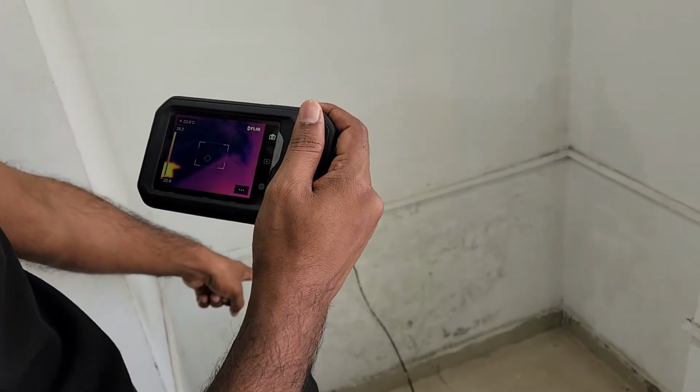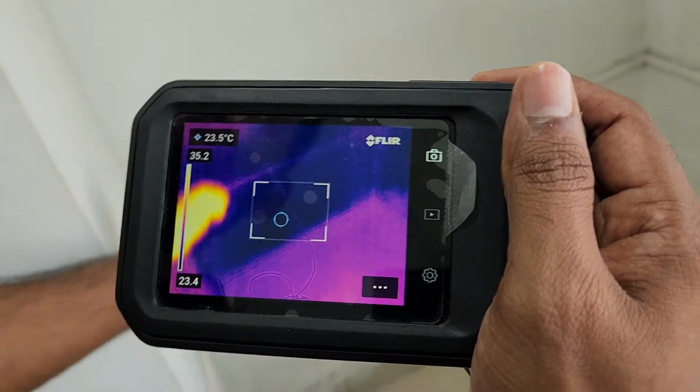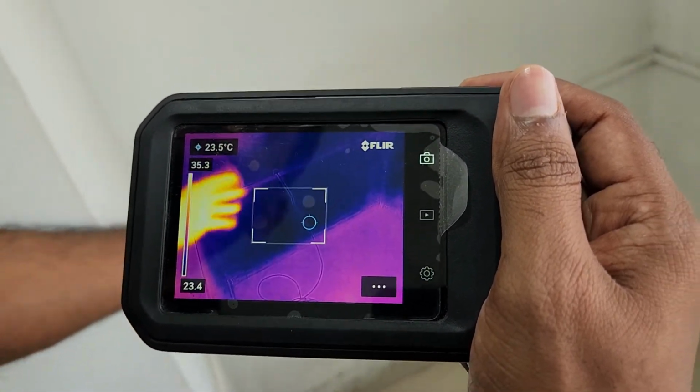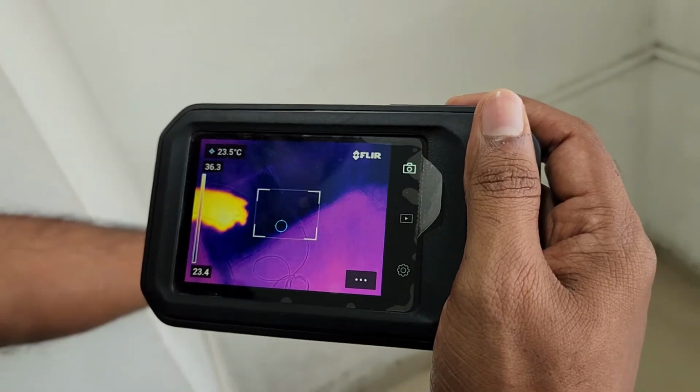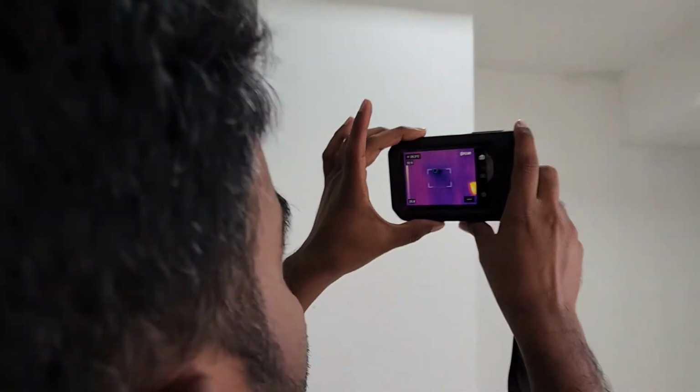So here you can dig out. From here the most probable, the most confirmed leakage spot is here, at that particular point. So this is how to use the thermal camera for identifying the water leakage.